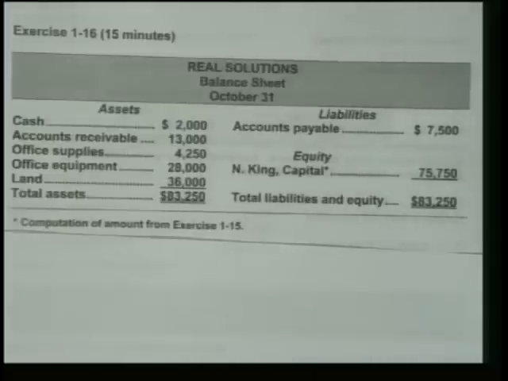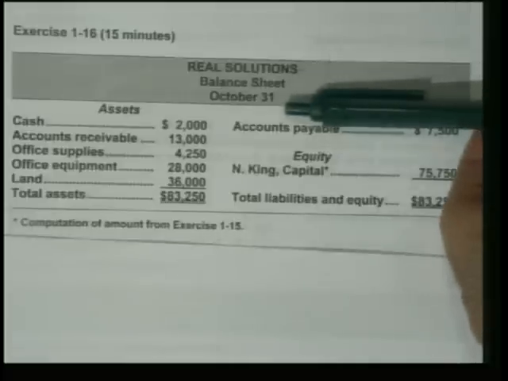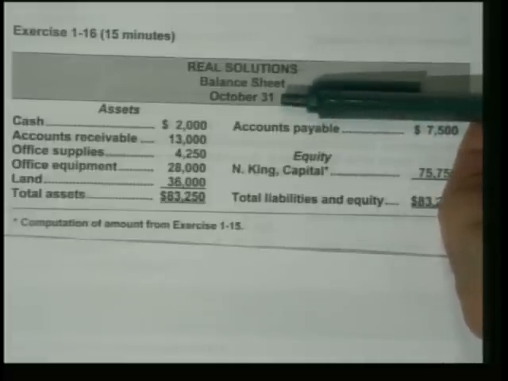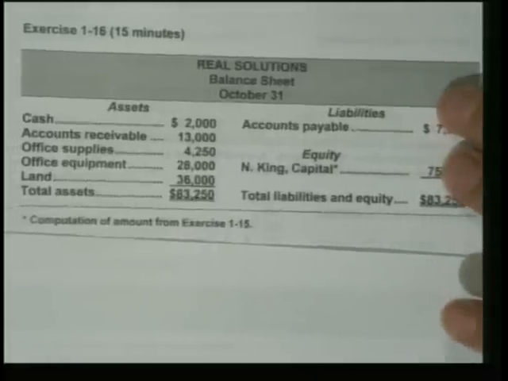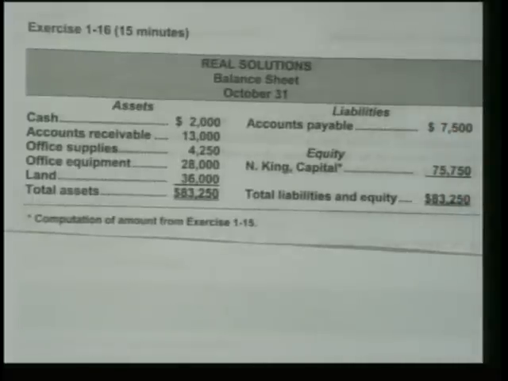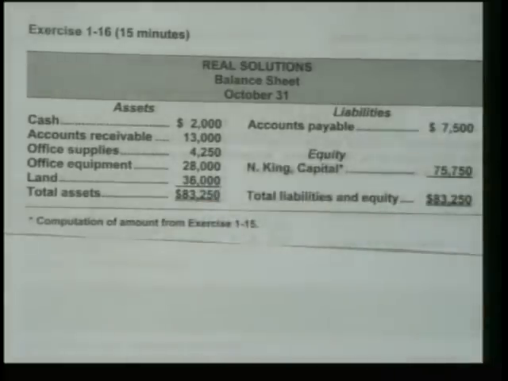Is it prepared in proper form or good form? Yes. The name of the company, the name of the statement, and it's dated properly. Now this one is dated, you could either say as of October 31st or just October 31st. But do not say for the month ending October 31st. A balance sheet is a snapshot in time, correct? So we want to make sure that it's dated correctly to reflect that. What happens if your balance sheet doesn't balance? You did a boo-boo, made a mistake, right?